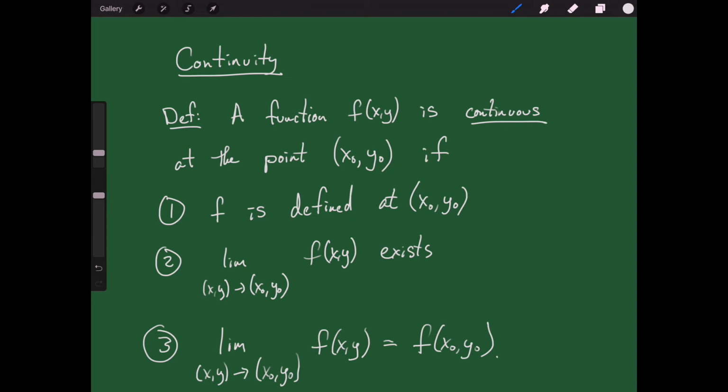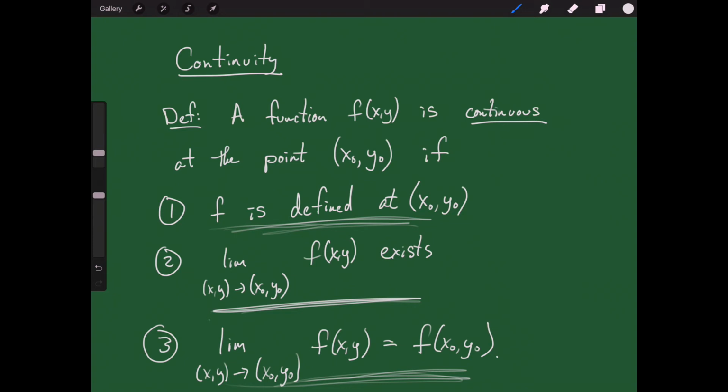Okay, so we have a functional value, we have a limit value, and those 2 values are the same thing. And that's what it means in 2 dimensions to be a continuous function as well: you're defined at the point, you have a limit value at the point, and the limit value equals the functional value. So no real change here.